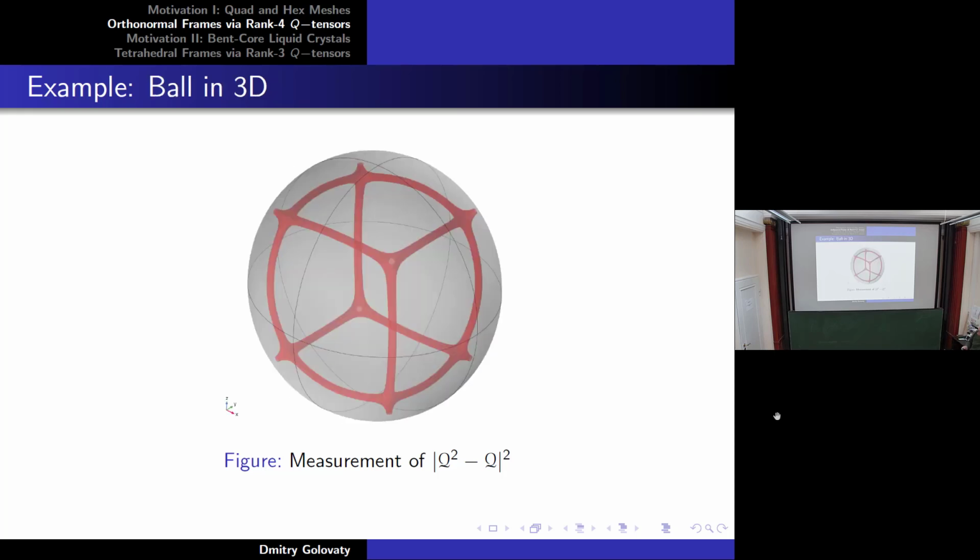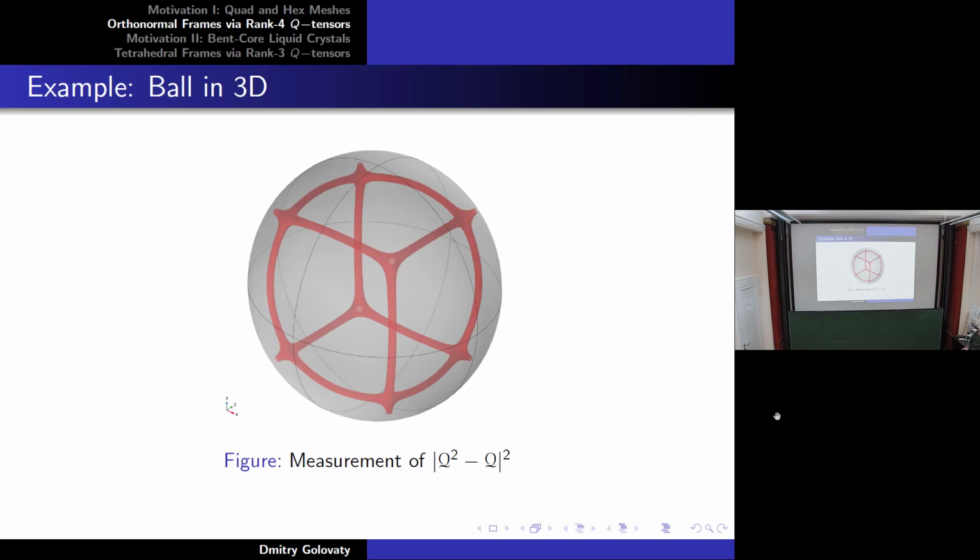Now, this is a similar computation, except now it's not on a spherical shell, but inside the ball. Same idea: the colors represent the values of Q squared minus Q, where you see a red color, this is the largest. In this case, the gradient flow produces a bunch of line singularities connected at quadruple junctions. You still satisfy the correct boundary conditions in the sense that you still have 8 singularities on the surface of a sphere.